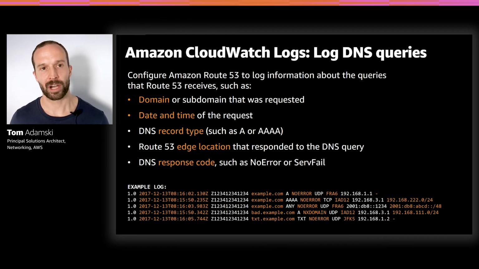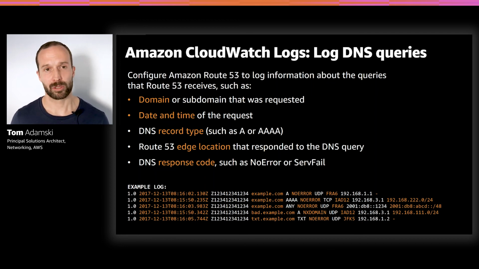So first, in white, the 1.0, it's the version. Then we see the date and timestamp. Then we see the ID of the zone beginning with Z. And then we actually have the query. So example.com, badexample.com. We see also what the query was for. Was it an A record? Was it a quad A record? Was it successful? So error or not existing domain.